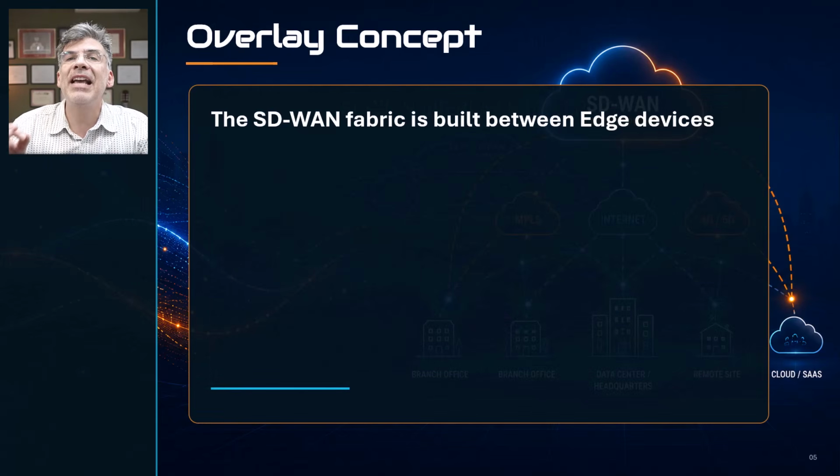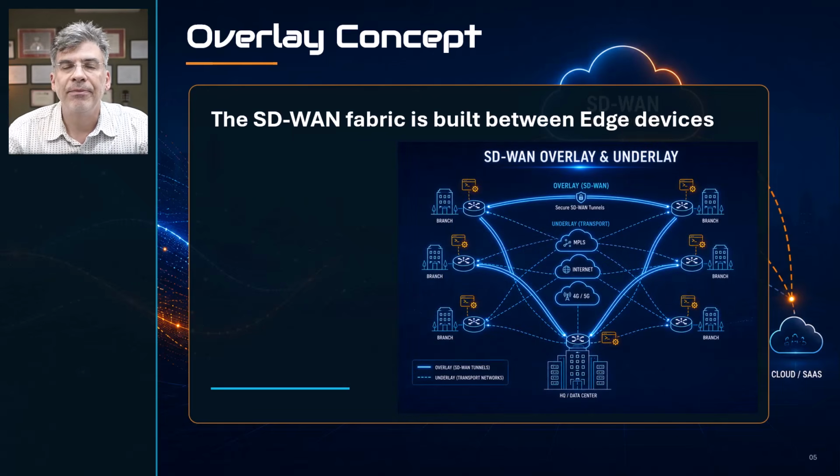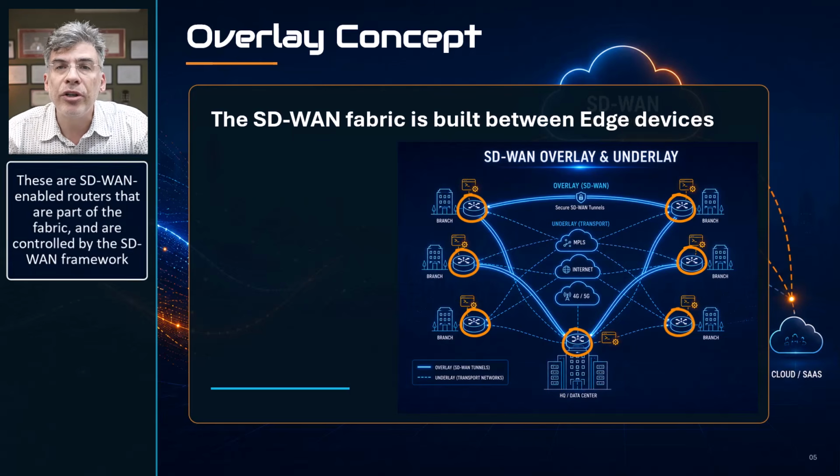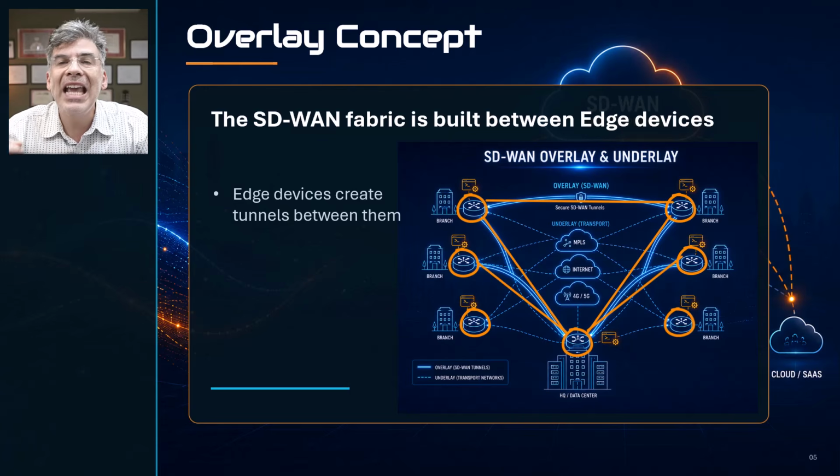Now, one concept that will make all of this clear, which I wish I was taught when I was learning, is this. The SD-WAN fabric, or the overlay, is constructed between SD-WAN enabled edge devices. Now take a look at this diagram here. At each branch and at HQ, we have an edge device. These are SD-WAN enabled routers that belong to the SD-WAN architecture. They are controlled by SD-WAN. They are instructed to create tunnels between edge devices.